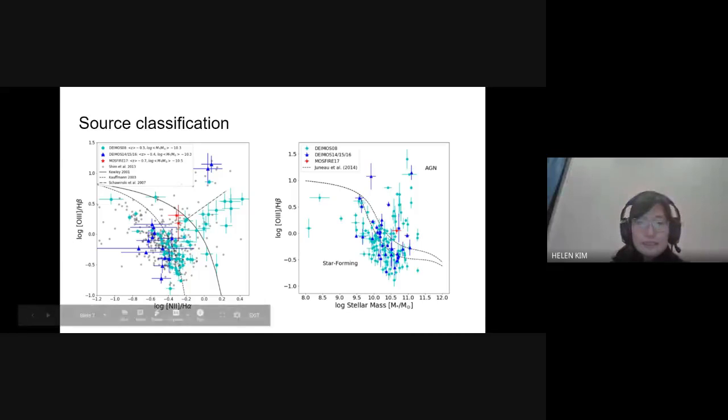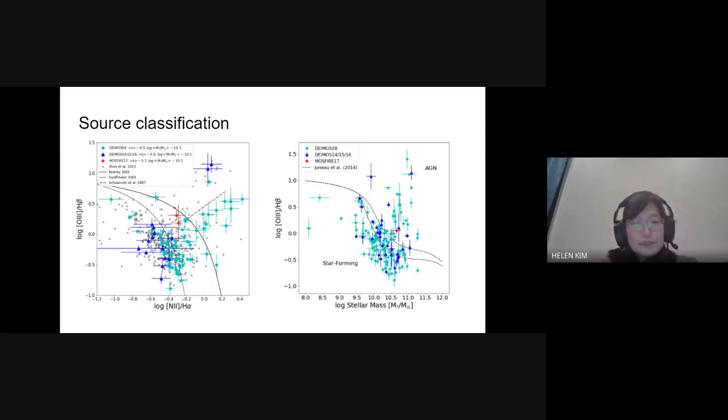And on the right, we have another source classification diagram known as the mass excitation diagram, which plots O3 to H beta as a function of the stellar mass. And the stellar mass here is obtained from SED fits. And this diagram is consistent with the BPT in showing that our sample is mostly dominated by star-forming galaxies.